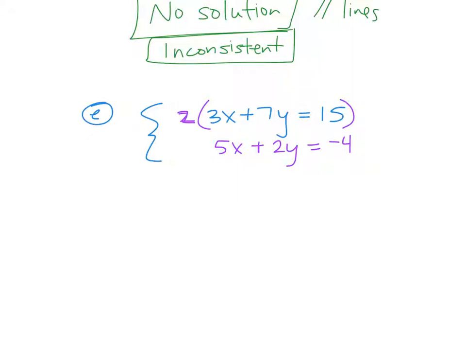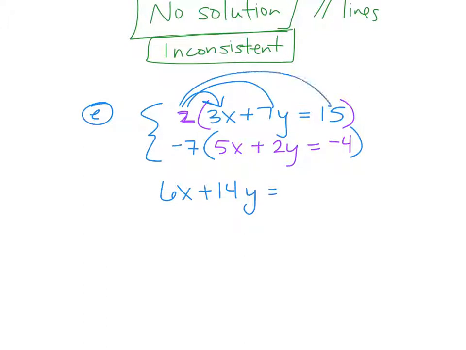So then what do we have to multiply the bottom one by? Not 7, negative 7, right? We want opposites. So my new equations will be 6x plus 14y equals 30, and negative 35x, not plus, shoot, minus, negative 35x minus 14y equals 28.